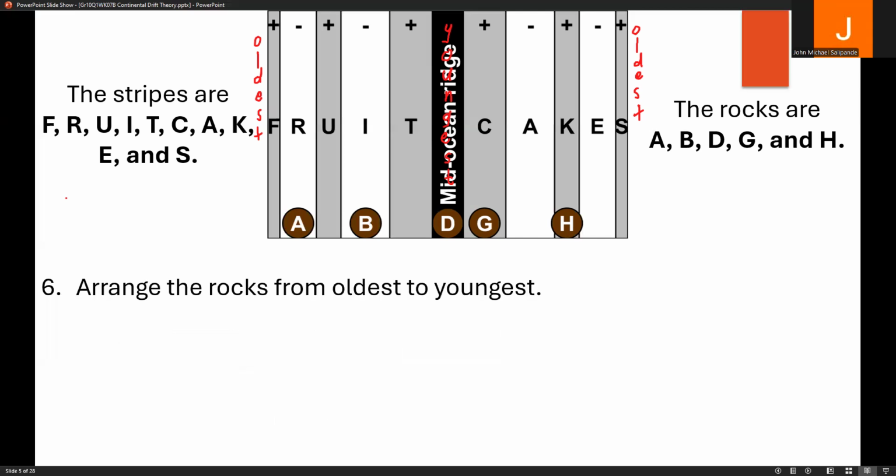Okay, now that we're done with the stripes, let's now focus on the rocks. So let's arrange the rocks from oldest to youngest. So the ruling for the stripes also applies for the rocks, no? Because obviously the rocks are placed on top of the stripes.